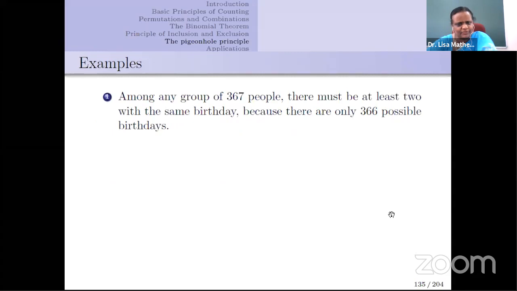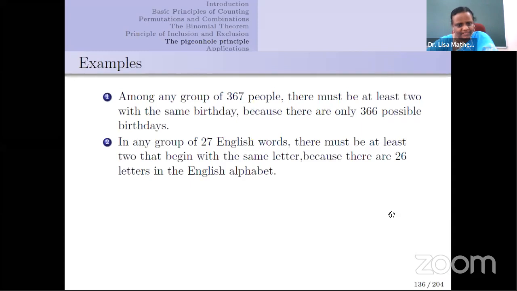Now again, let's look at a few very simple examples. Among any group of 367 people, there must be at least two who have the same birthday. Because in a year I can have only 366 possible birthdays, even if I count a leap year. So when I take the 367th person, then obviously at least two people will have the same birthday. Again, if I take any group of 27 English words, there must be at least two which begin with the same letter, since I have only 26 letters in the English alphabet. These are all very obvious applications of the pigeonhole principle. We'll come to a few more complicated ones a little later.